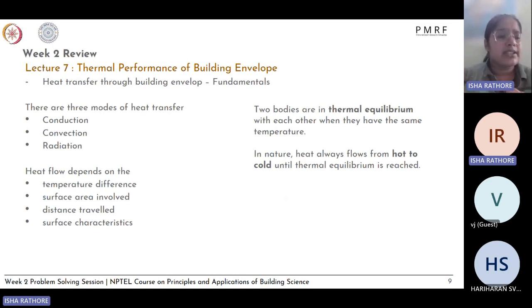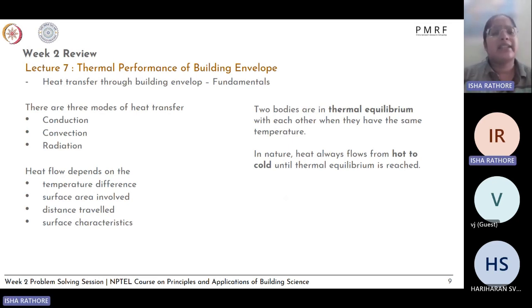And also the surface characteristics of these objects and the source. So, for example, for radiation, you need an emitting potential, which is denoted by E or emissivity, and also surface characteristics like absorptivity, which is the potential of the body to absorb heat. So that is another surface characteristic between the two surfaces for heat transfer to happen. So these are the four factors which affect the heat transfer process.